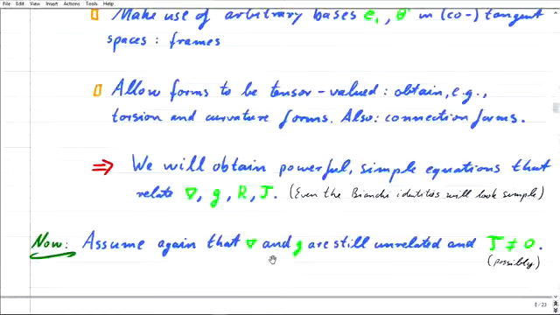Okay, so for now, we will not assume that the affine connection and the metric are related to each other. They can still be arbitrary. And also we will allow, because why not, the torsion to be not zero.